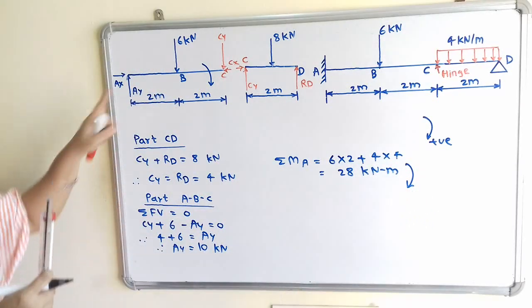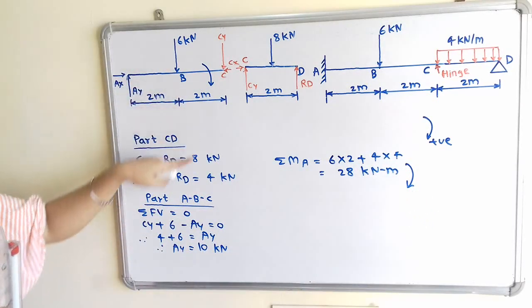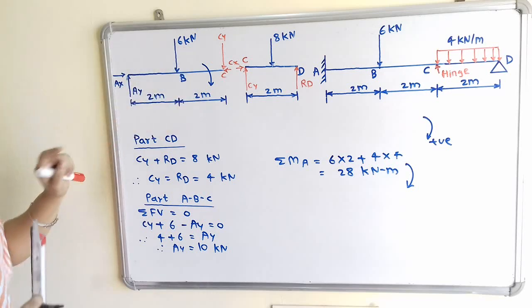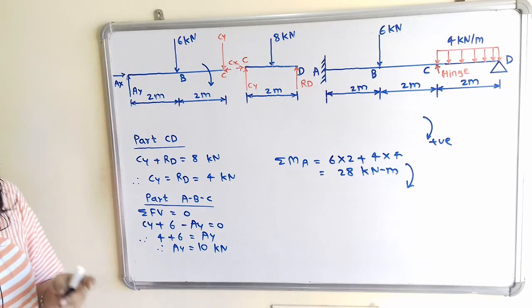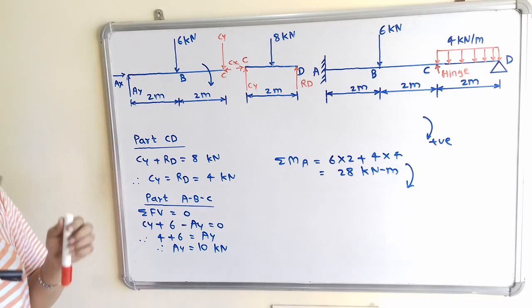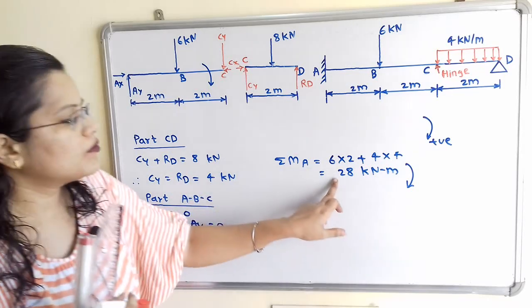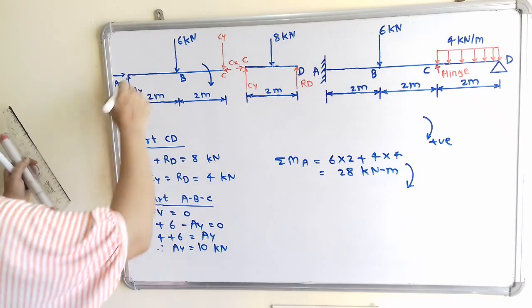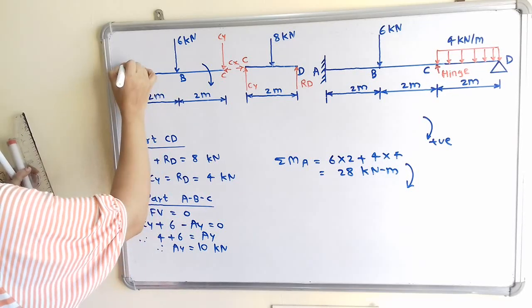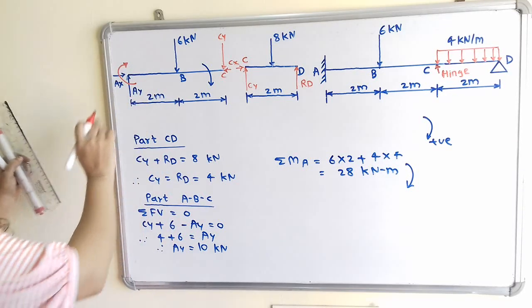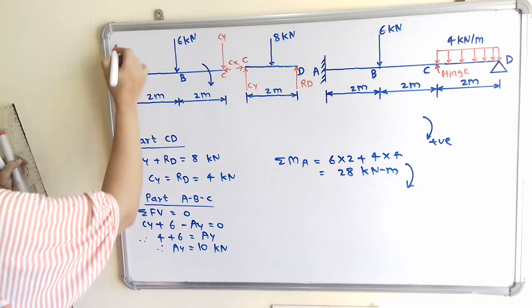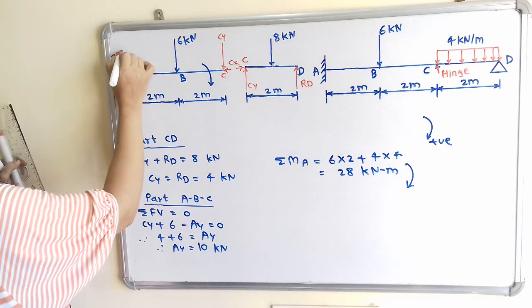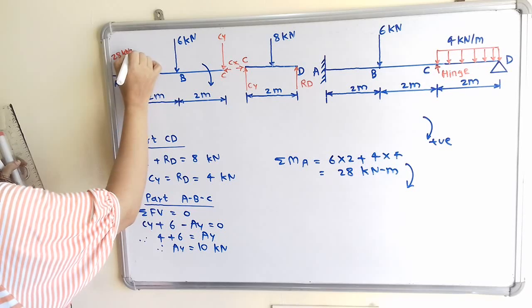Now to balance this, or to prevent this bending against the fixed point A, we have to apply a moment of the same magnitude but opposite in direction. So I will show here at point A that we have to provide the moment in the opposite direction, and its magnitude is 20 kilonewton meter.